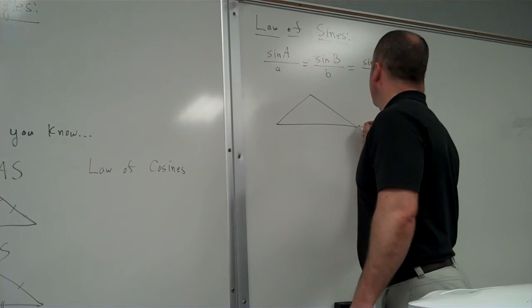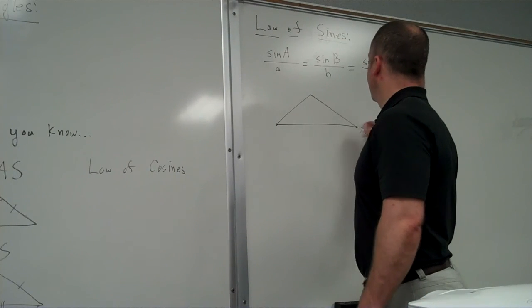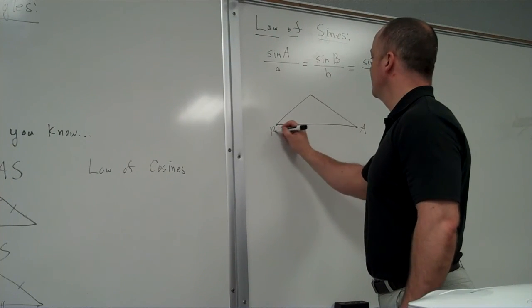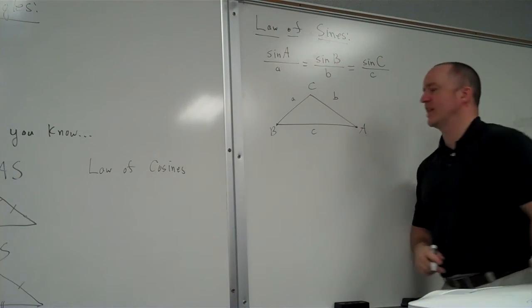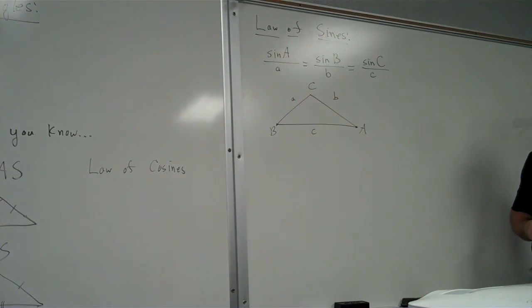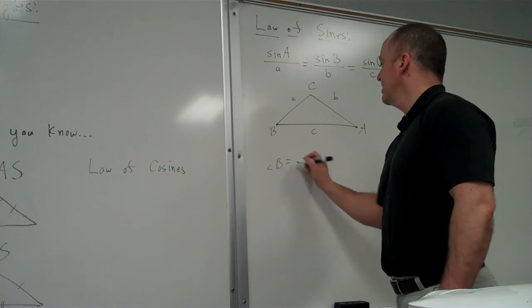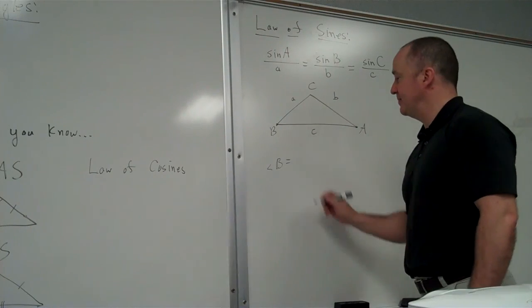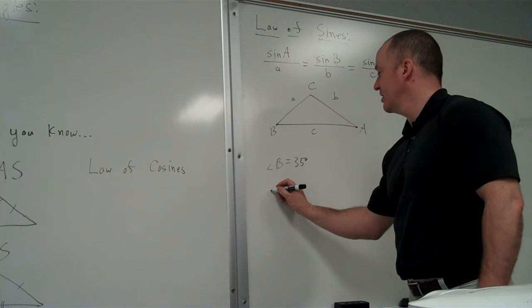Alright, let's say I give you, here is angle A. This looks like it'll be B, this looks like it'll be C. Have I labeled my triangle correctly? All the right letters opposite all the right sides? Yes. Okay. Let's say I tell you that angle B is, now help me make sure these add up to 180, is 35 degrees.